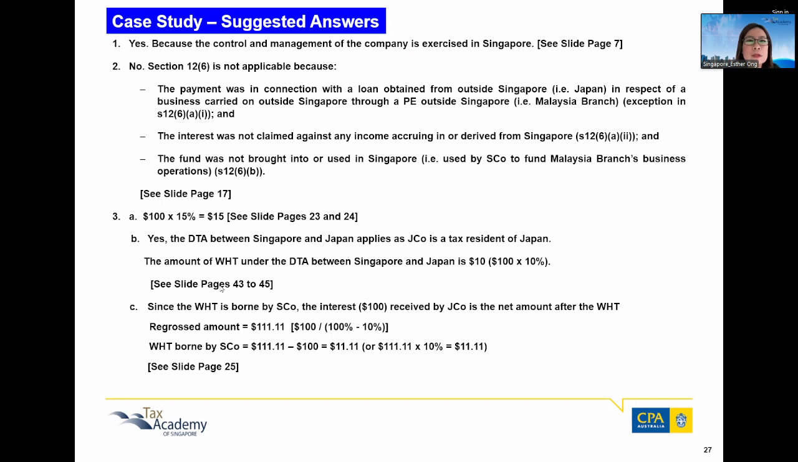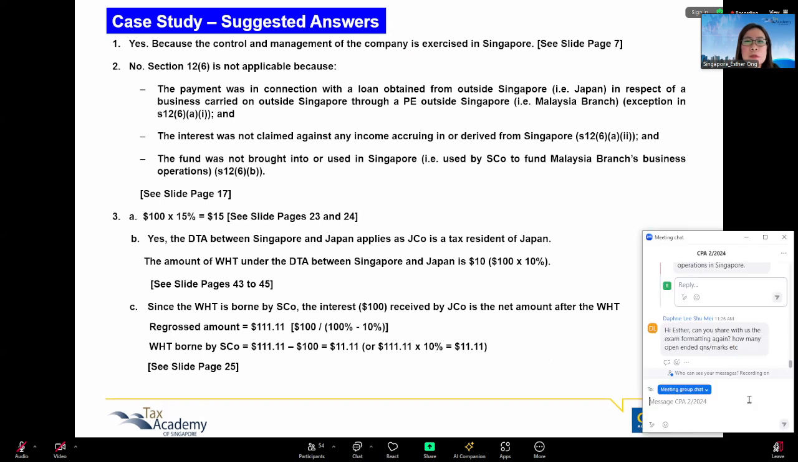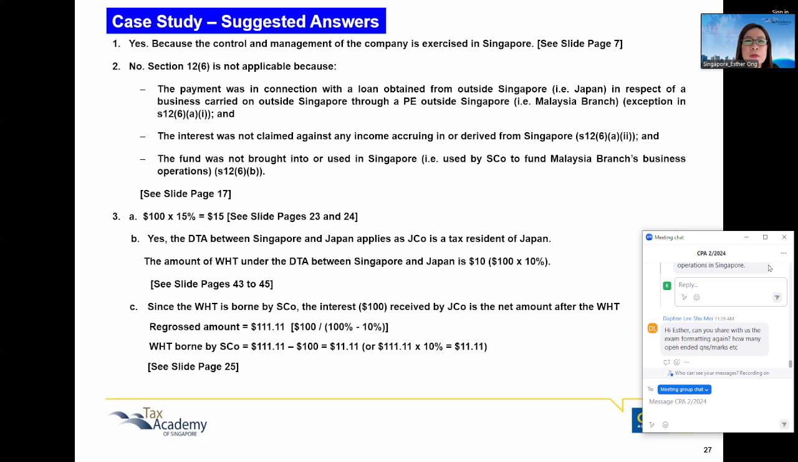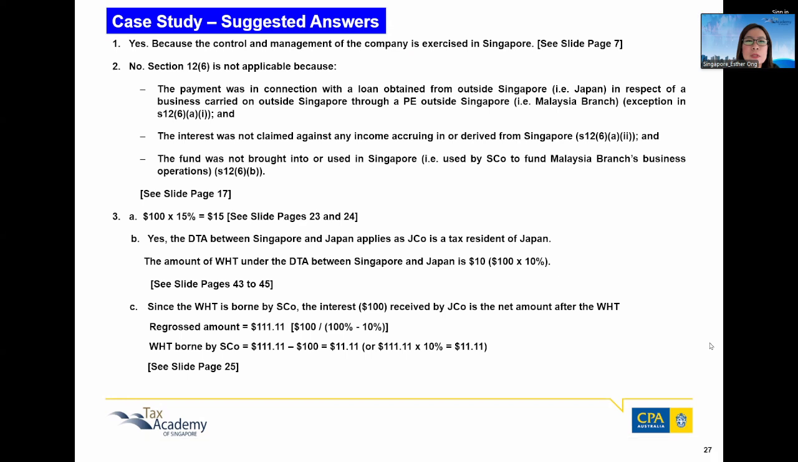There's a question in the chat box from Daphne. Share with us the exam format. How many open-ended questions or marks? Daphne, at the start of my sharing I mentioned that your exam will consist of two sections. Section A will cover income tax topics, and section B the GST topic. Section A will be 80% and section B, GST, will be 20%. So that's the marks allocation.